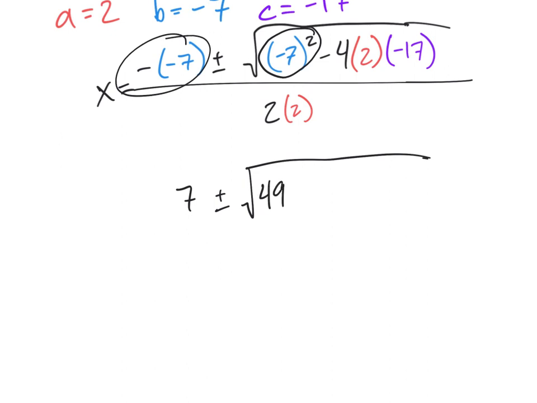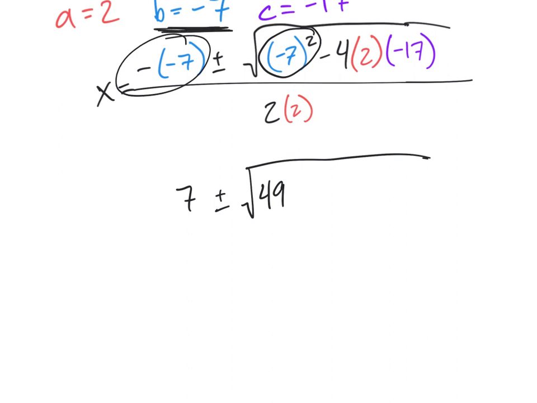A lot of you are just going to type -7 squared in your calculator and you're going to get -49. But remember that we're also squaring the negative, and that we're squaring the negative because we're squaring the entire B term, and the entire B term is -7.